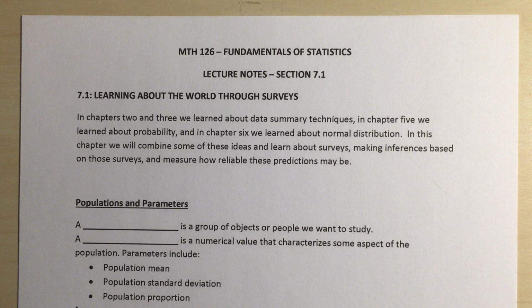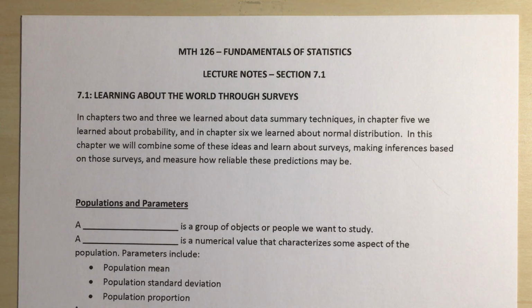So if we go back and we think about chapters 2 and 3, we learned about data summary techniques. In chapter 5, we learned about probability, and in chapter 6, we learned about normal distribution. In this chapter, we're going to combine some of those ideas from all of those different chapters and learn about surveys, make inferences based on those surveys, and measure how reliable those predictions may be.